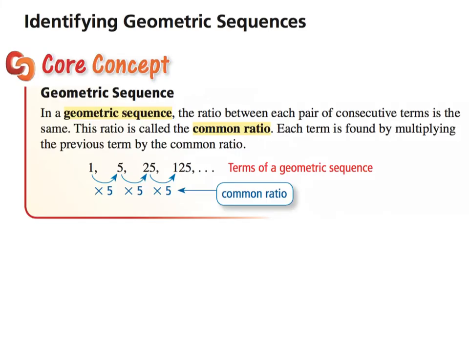The core concept of identifying geometric ratios says that in a geometric sequence, the ratio between each pair of consecutive terms is the same. This ratio is called the common ratio. Each term is found by multiplying the previous term by the common ratio. So 1 multiplied by 5, multiplied by 5, multiplied by 5. Each of these is being multiplied by 5. 5 is the common ratio. And these would be the terms of the geometric sequence.